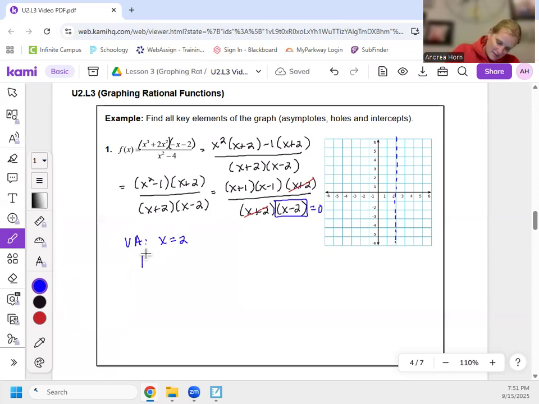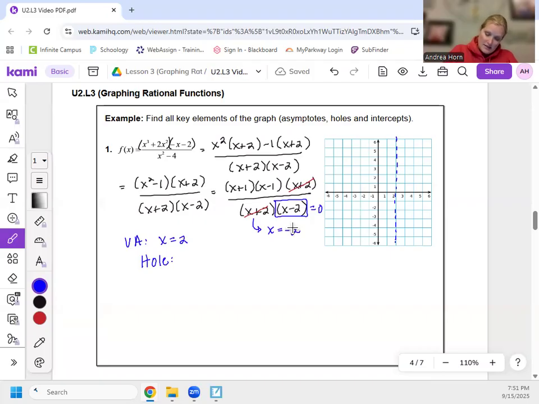Connected to that is my hole. Remember, your hole is whenever you take your canceled factor, that would be x equals -2, and you plug it into your original equation. Actually, it doesn't have to be the original equation. It can be the simplified version.